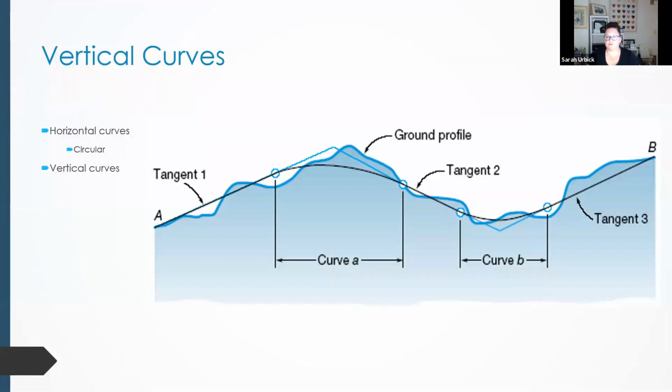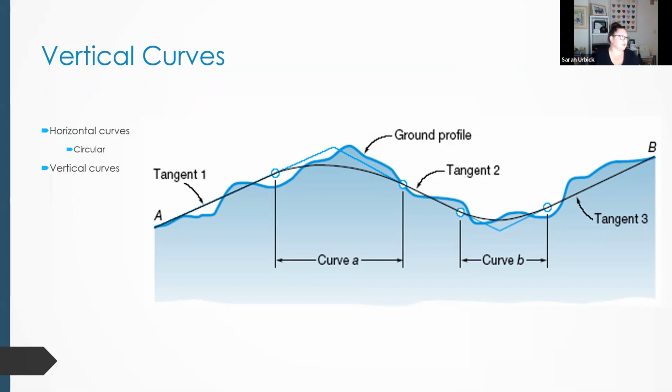So vertical curves, different from horizontal curves, which are circular. See, this is where a classroom where you could all chime in and say it all at once would have just been really powerful and special.